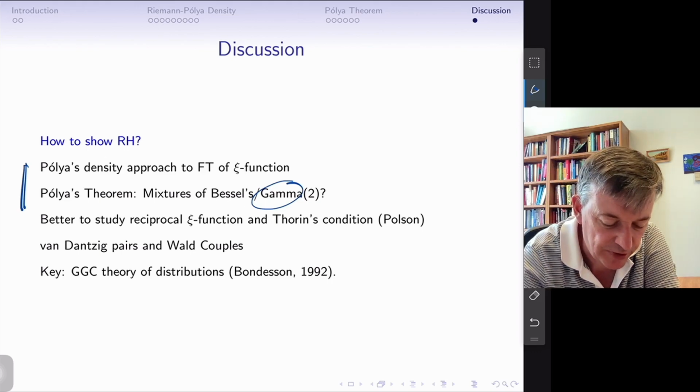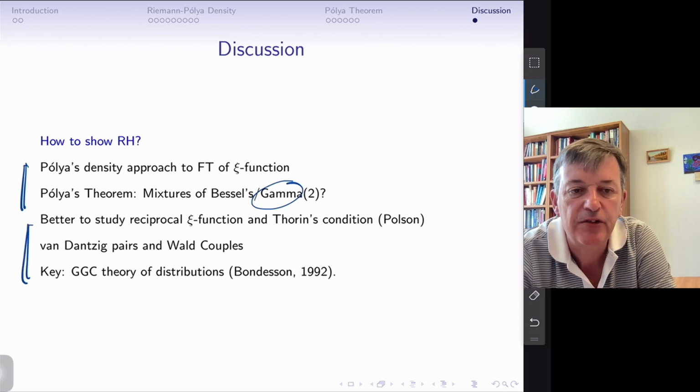And then, of course, the second approach is to basically apply Van Danzig pairs and Wall couples and the theory of GGC random variables.